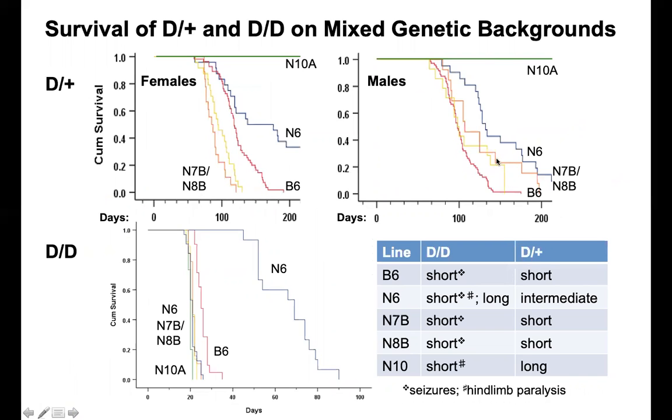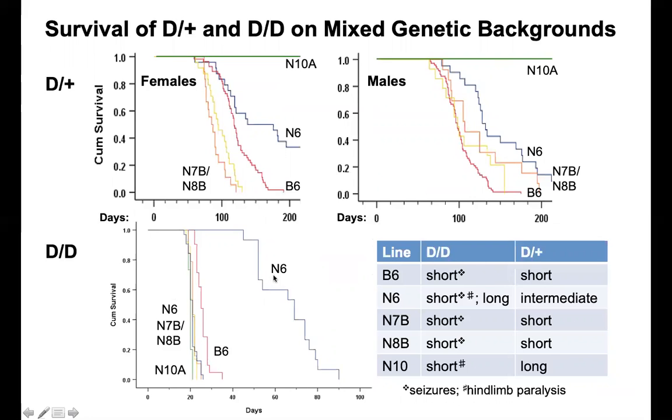In the males, you can see that the males actually survive longer than the females in the N7 and N8 lines. And the N6 hets males don't live quite as long, but that N10 is steady in not having seizures that we can detect and living for at least 6 months or longer without any problems coming from seizures.